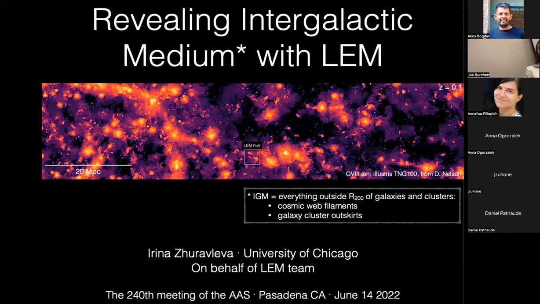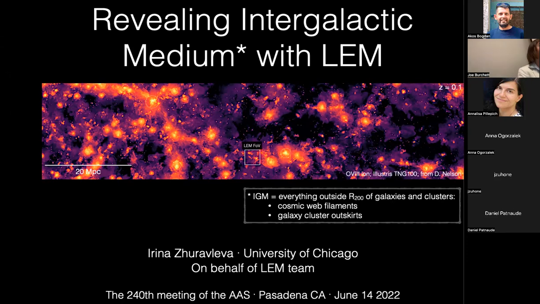All right, so as Anna said, we are moving to very large scales in our universe, scales comparable with the largest visualized structures and even larger. In my talk, I'll discuss LEM observations of the intergalactic medium. Just to clarify what we mean by IGM here: pretty much everything that is outside R200 of galaxies and clusters, and this includes cosmic web filaments and galaxy cluster outskirts.